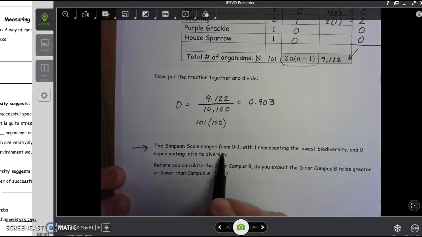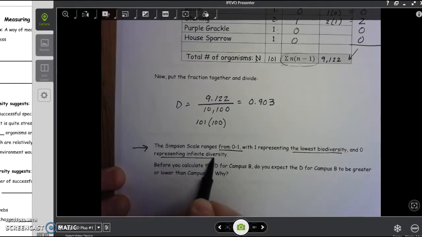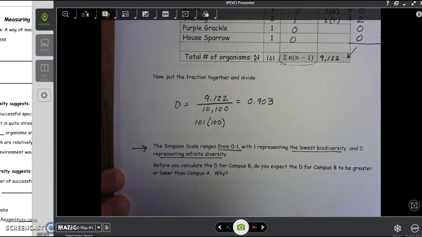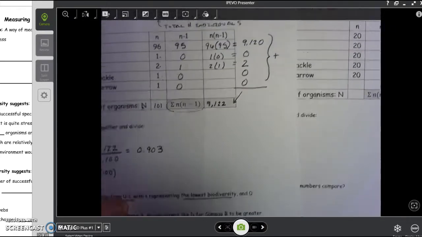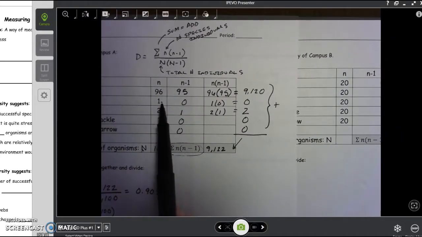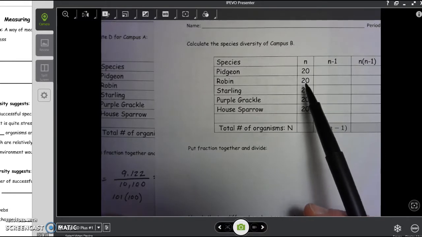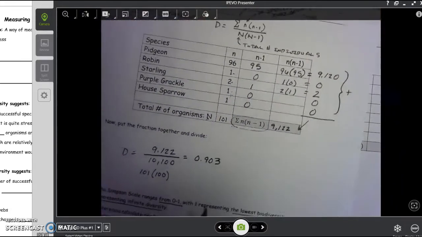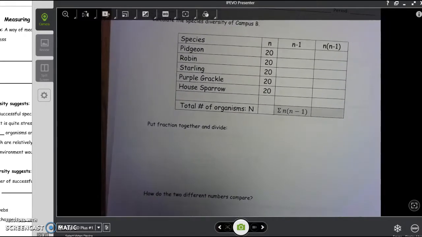And then real quick, I want to draw your attention down here. The Simpson scale ranges from 0 to 1, with 1 representing the lowest biodiversity and 0 representing infinite biodiversity. So if we look at the individuals for campus B, whereas for campus A we had 96, 1, 2, 1, 1, for campus B you have 20, 20, 20, 20, 20. So for this number, we're going to expect a number that's lower because it's more diverse, right? So this is almost 1, and we're going to expect a number much lower.